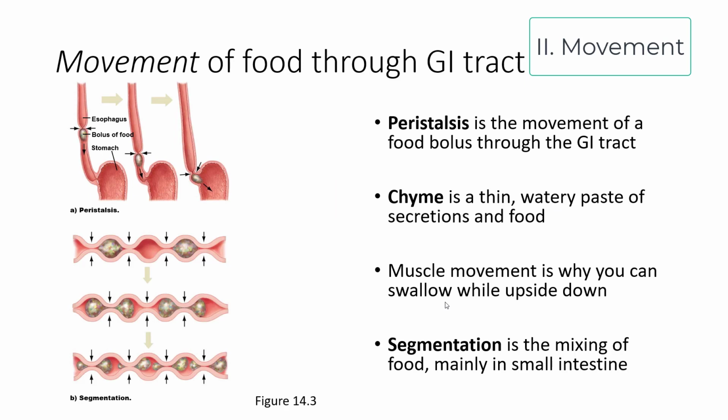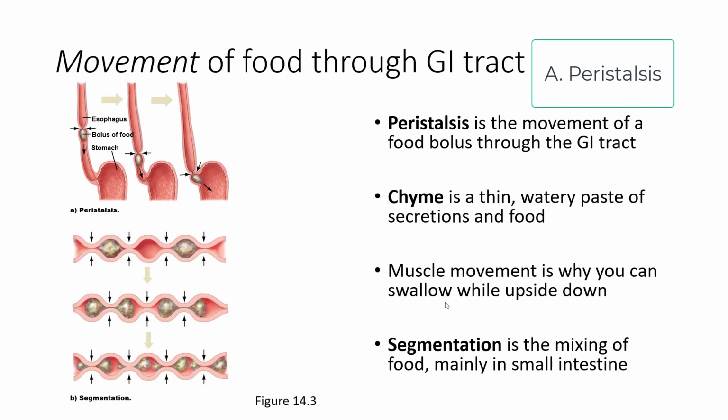Looking at movement, we're going to be moving things through the digestive tract through several different processes. Mechanical processing is largely chewing, but the process of peristalsis is the movement of what is called a food bolus through the GI tract. So a bolus is pretty much just a chunk of food. When you swallow, you create a bolus, and your esophagus will squeeze that smooth muscle to move the bolus towards the stomach. This is why you can swallow upside down, because it is not dependent on gravity, it is dependent on smooth muscle contraction. Chyme is the thin, watery paste of a combination of secretions and food.